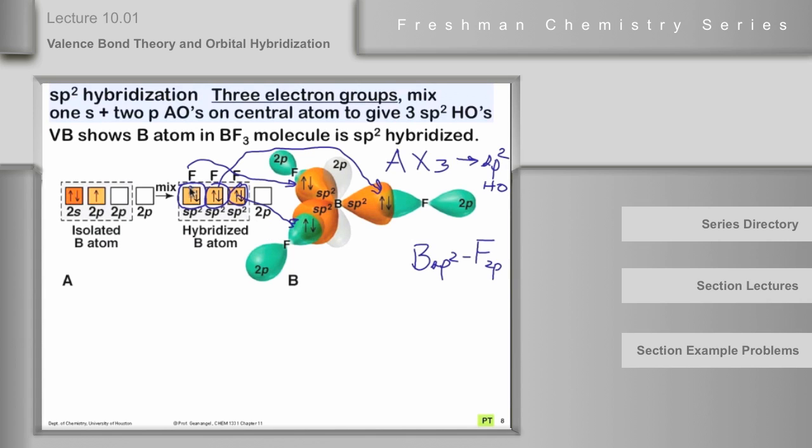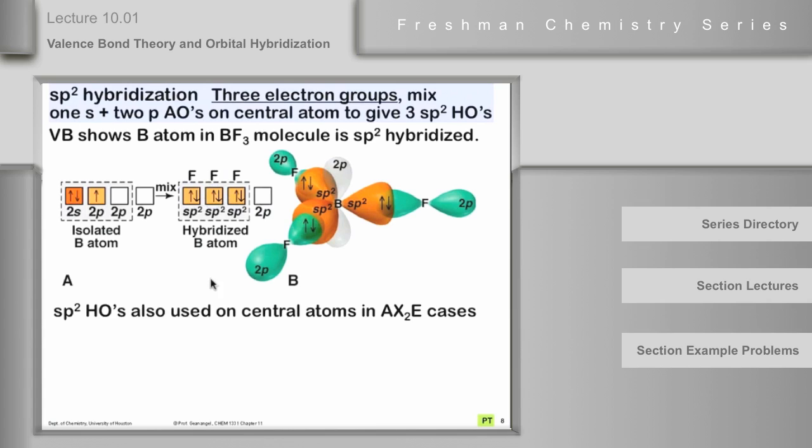So you can depict the bonding using the energy level diagram, or you can make a sketch of it, or you can actually write down the description of the bonds. All of those things come from the valence bond description here. Does this make sense to you? Okay. I hope it does.